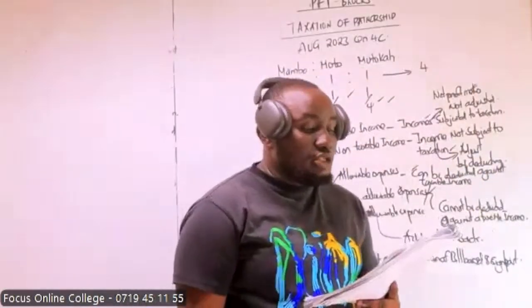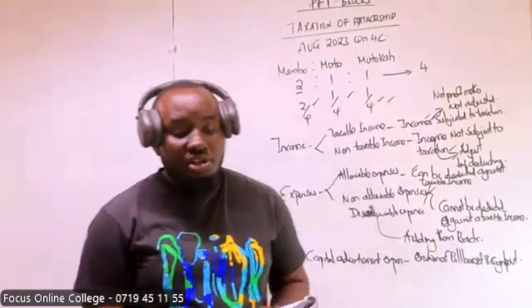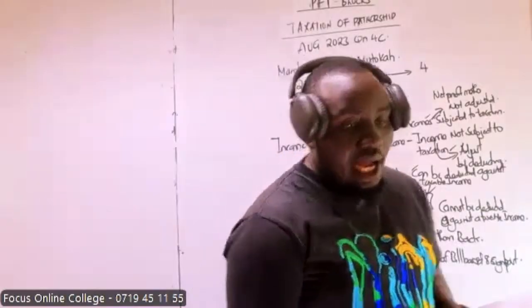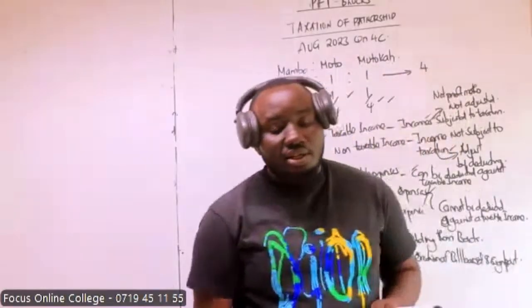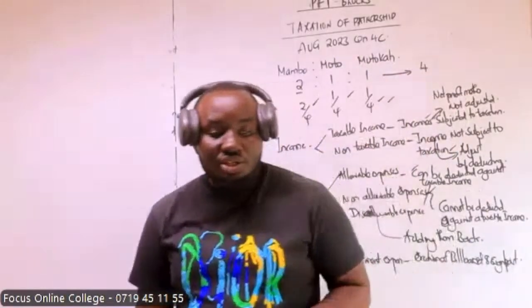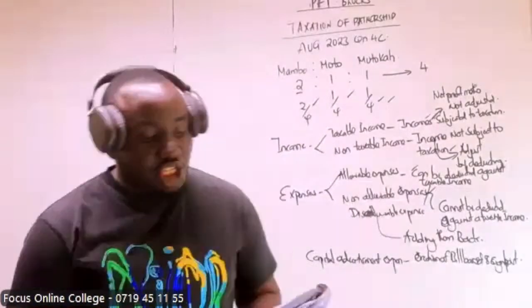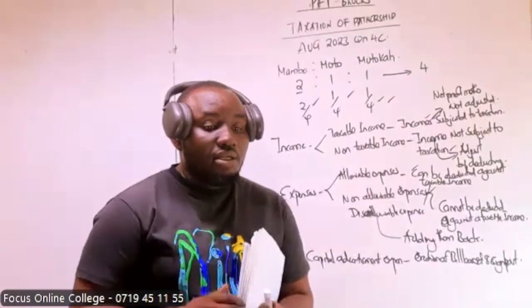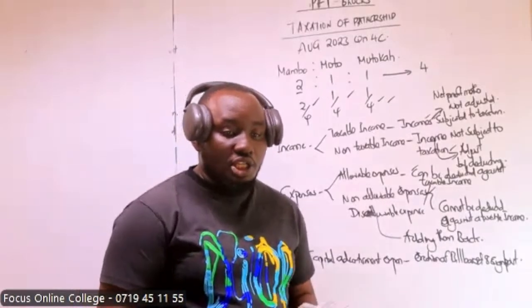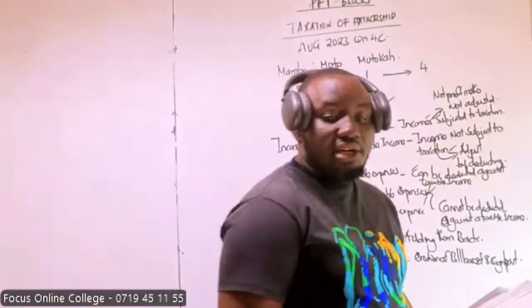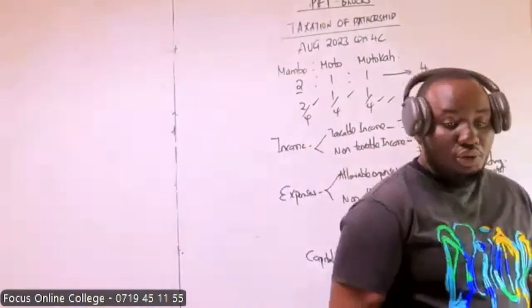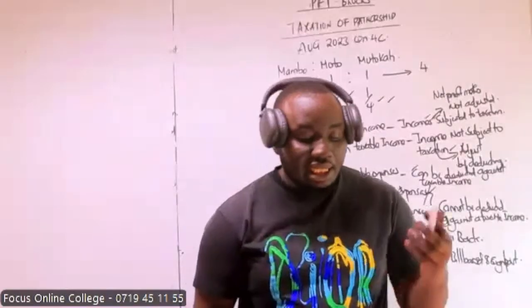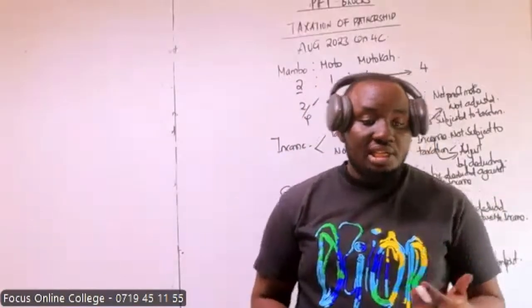So the next expense is rent and rates. How do we treat the rent and rates? That should be an allowable expense. Then we have general expenses. How do we treat the general expenses? That should be an allowable expense, unless there's additional information to say something contrary.